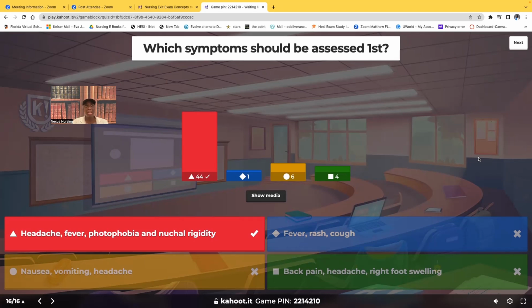Something else about meningitis that NCLEX loves to test you on. So make sure you know our risk factors, older adolescents and young adults, especially those going to areas where it's very crowded, such as the dorm or in army barracks, or also in prisons, right? So make sure you guys know those signs and symptoms.